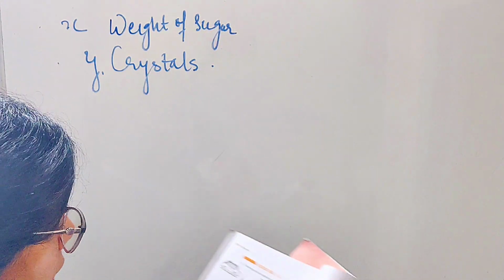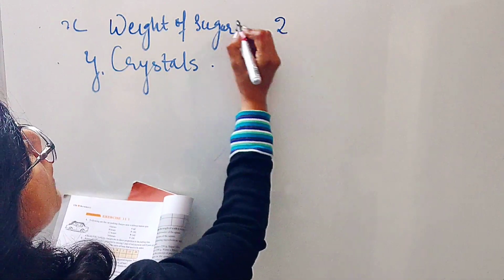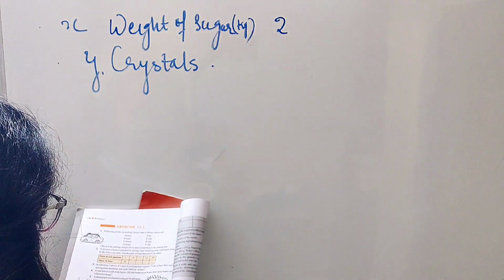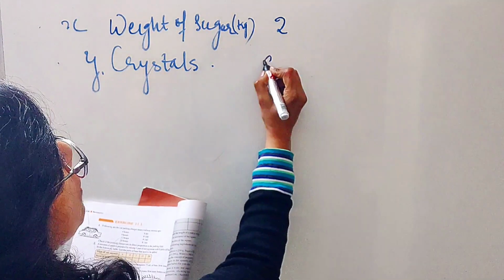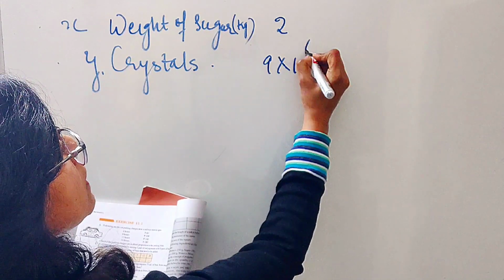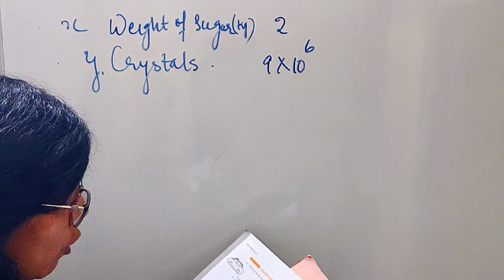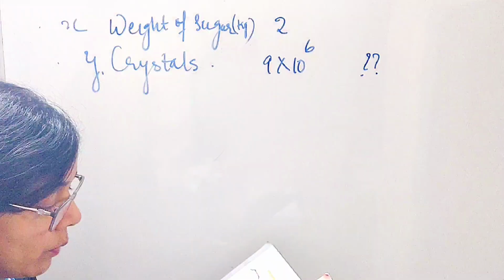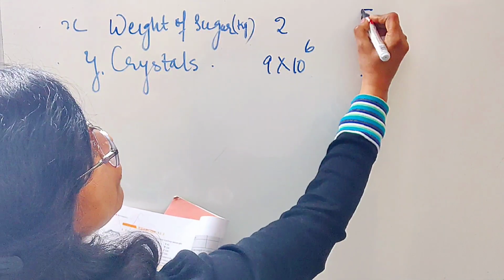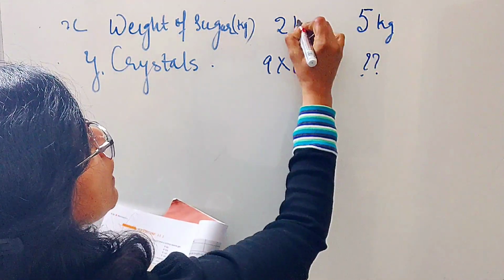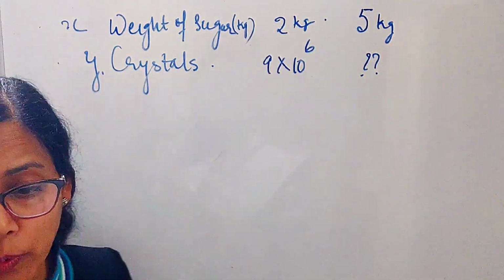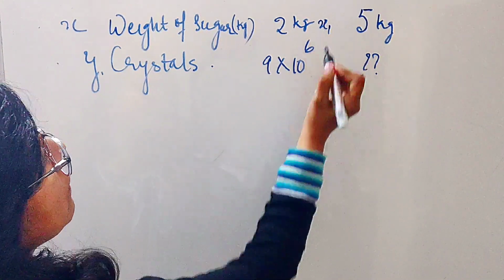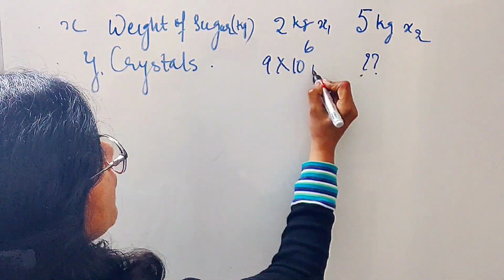So what is the weight of the sugar? In the first case it is 2 kg. So write down here 2, it is given in kg, 2 kg, and the next they are saying is 9 into 10 to the power 6 crystals. Now they are asking how many sugar crystals we have to find out when there is 5 kg of sugar. So this is 5 kg given to us. Okay. So what is missing here? Again y2 is missing in this. So write down x1, x2, y1, y2.